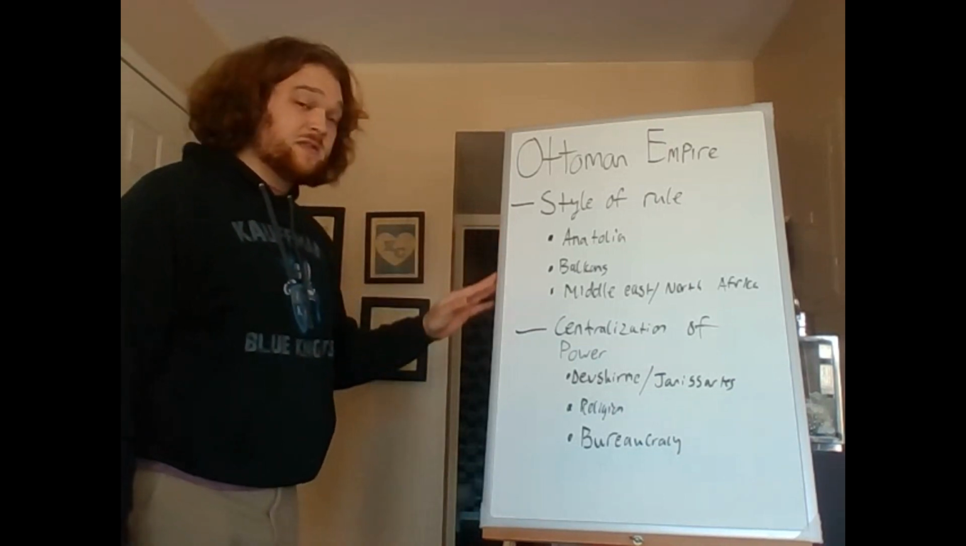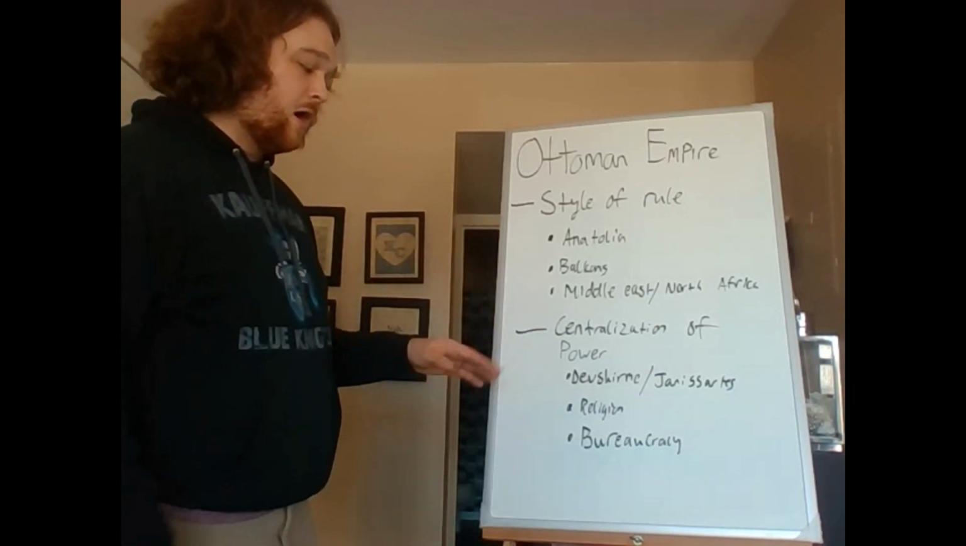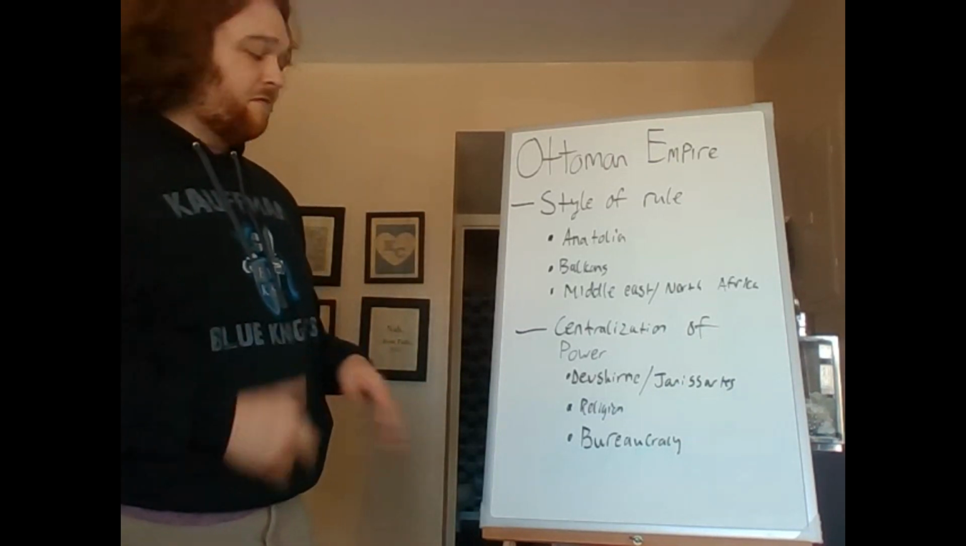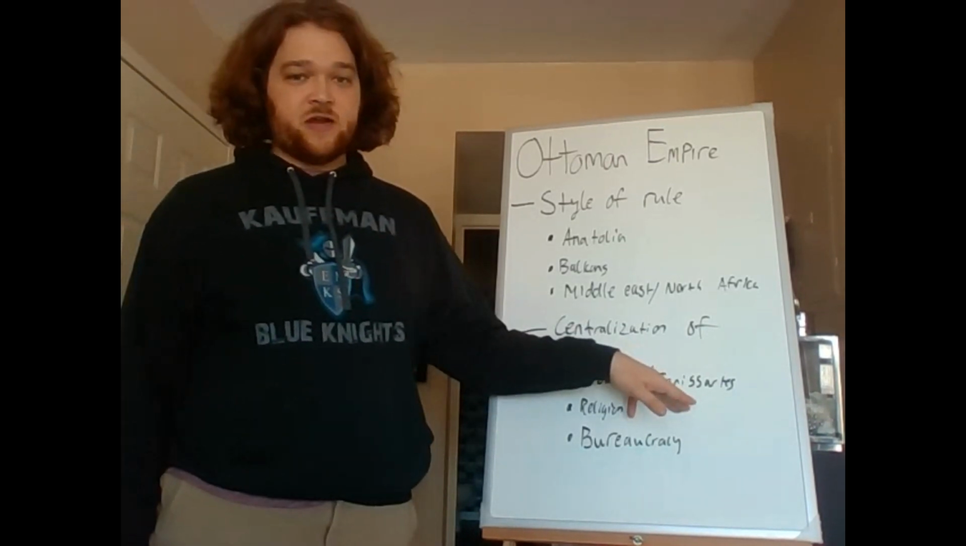Now, when we get to the centralization of Ottoman power, the Ottomans had a couple specific techniques that we want to zone in on. First is our famous devshirme and janissary system.